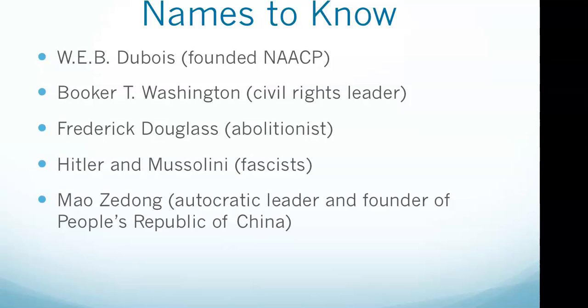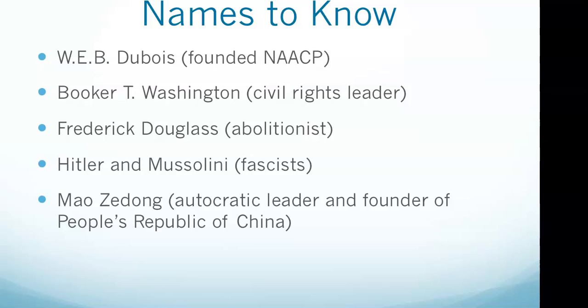Okay, and then we have some names to be familiar with here. So we'll start with W.E.B. Du Bois. He was the first African American to receive a doctorate degree from Harvard and was one of the co-founders of the National Association for the Advancement of Colored People, or the NAACP. Okay, W.E.B. Du Bois, a very famous person in American history. Booker T. Washington, he was born a slave and became a civil rights leader and a prominent public speaker. Frederick Douglass was an African American social reformer, abolitionist, speaker, and writer.